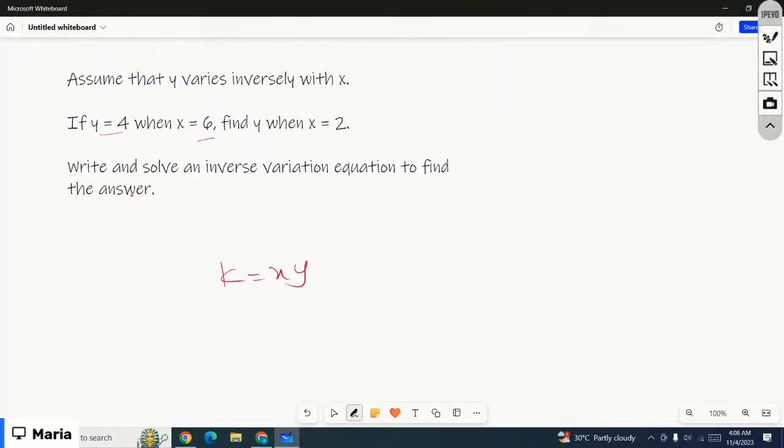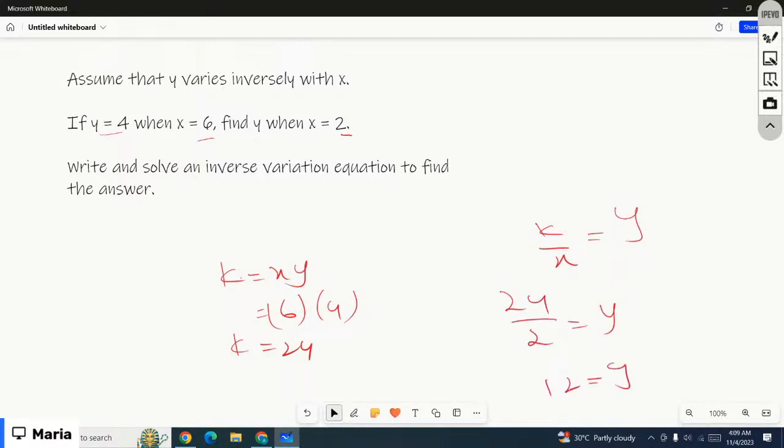So you are given y equals 4 and x equals 6. So it would be 6 times 4. That means k equals 24, right? Here now you are given x, and you need to calculate the value of y. So y equals k over x, right? k equals xy, so y equals k over x. So k is 24, x is 2. That means y equals 12, right? Because they are inversely proportional.